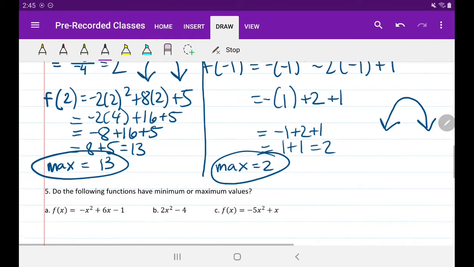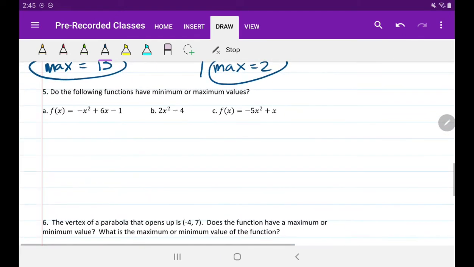All right, so the next few questions just kind of ask some questions about these max or min values, and you don't have to do as much algebra. So some of these questions, hopefully you can just answer them from the information that's given to you. So for number 5, do the following functions have min or max values? So to do these, you're just going to look at the a terms, okay?